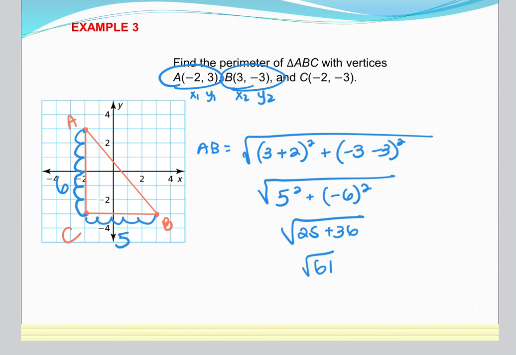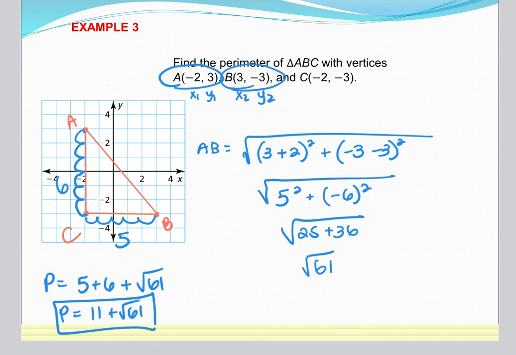Is that a perfect square? No. Can I break it down? Does anything go into 61? No. Okay, it's prime. So if I want to find the perimeter, it is 5 plus 6 plus the square root of 61. And I can combine the 5 and the 6, but I can't combine the square root of 61. So if I didn't have a calculator and it wanted it kept exact, I would keep it like that, okay?